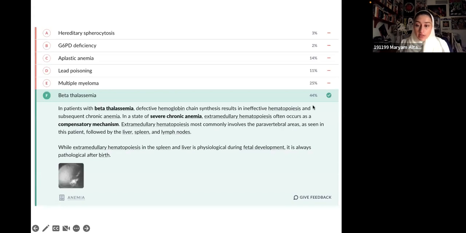So in patients with beta thalassemia, defective hemoglobin chains result in ineffective hematopoiesis and the subsequent chronic anemia. This we already established. And because they have this anemia, the body starts reacting by trying to make more RBCs. Let's say the bones are not enough. We're going to start to use the skull. We're going to start to use other places. As well as the skull, it can also happen in the liver, in the spleen, and in the lymph nodes. And keep in mind that this is normal during fetal development, but after birth, it's always pathological.